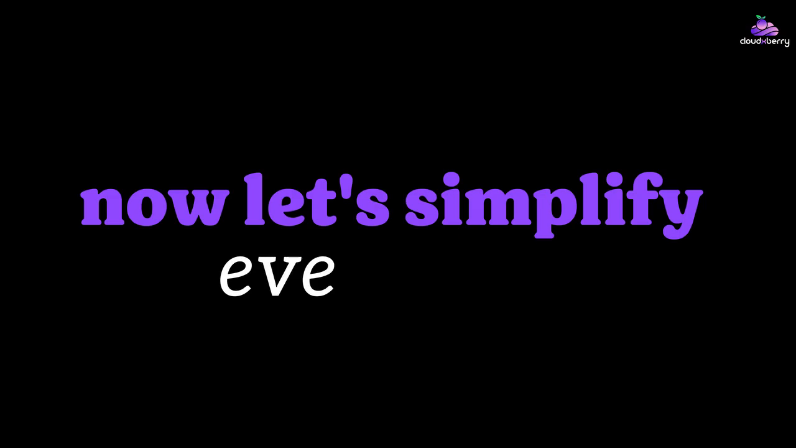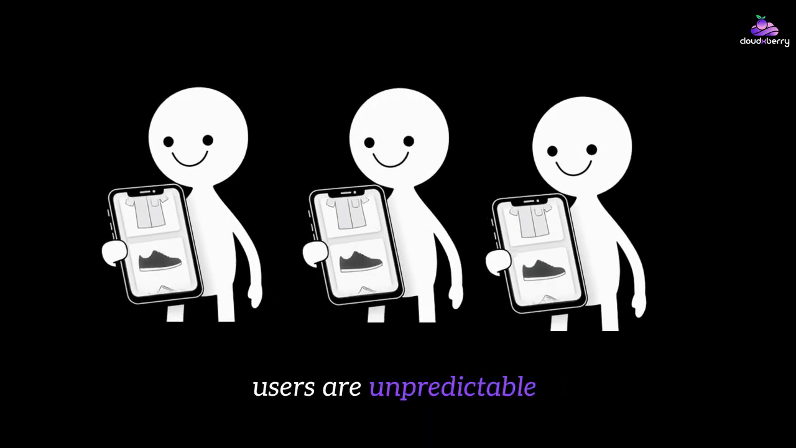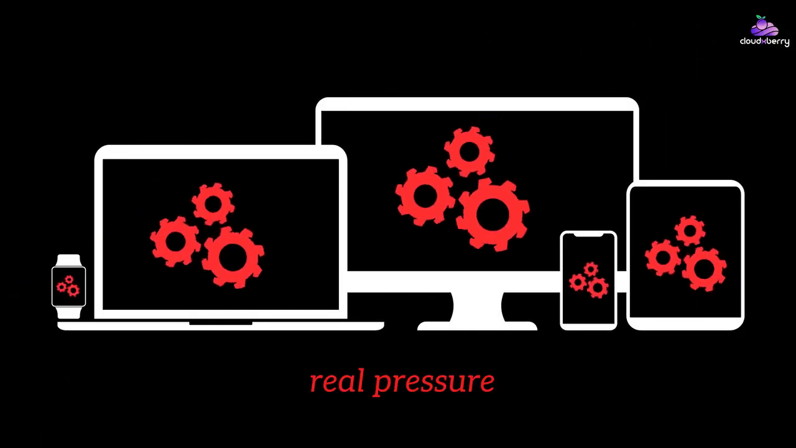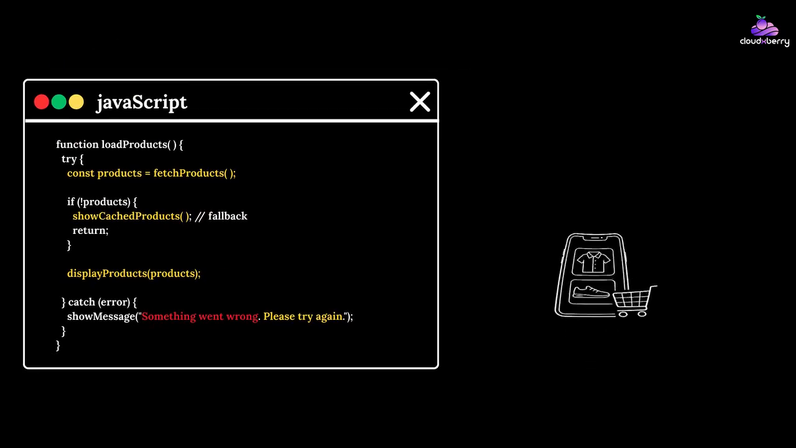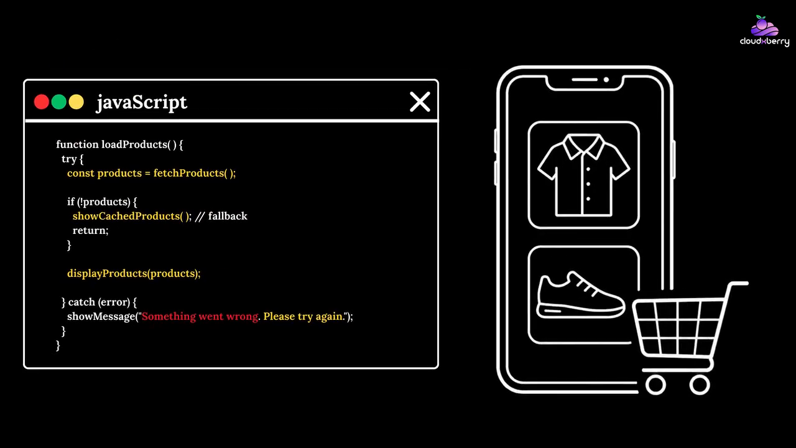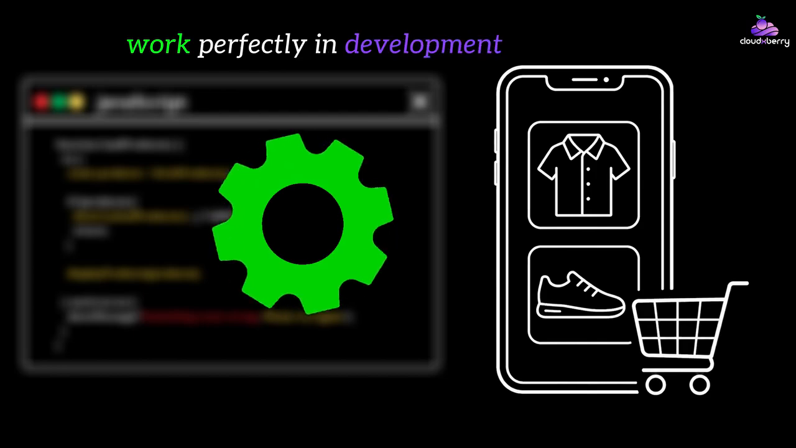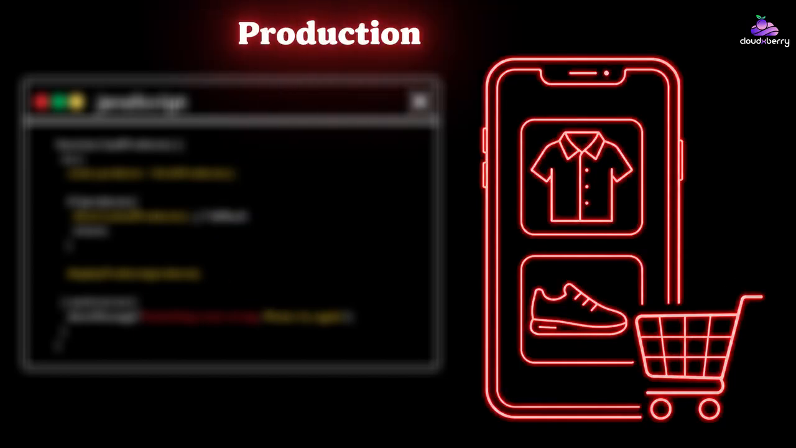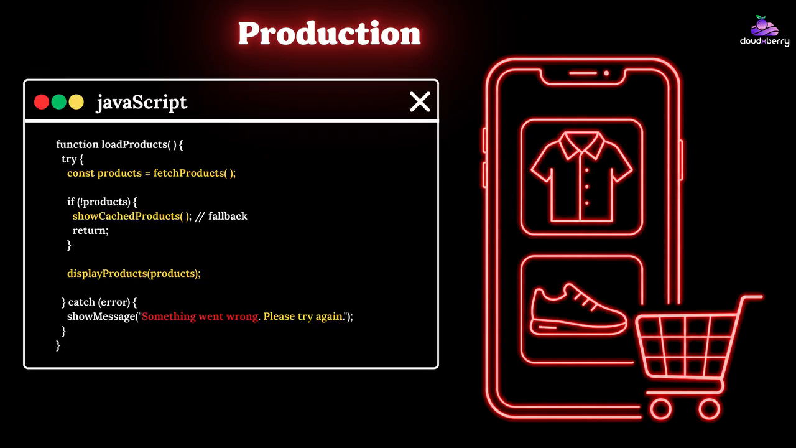Now let's simplify everything. Production is unpredictable. Users are unpredictable. Environments are different. Systems operate under real pressure, and that's why writing code is not enough. The real goal is to build systems that can survive in the real world. So always remember this. Your application might pass all tests, work perfectly in development, and still fail in production. Because production is not just another step, it's the reality your code has to face.